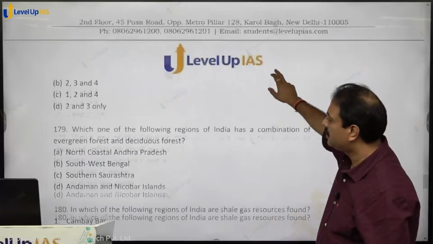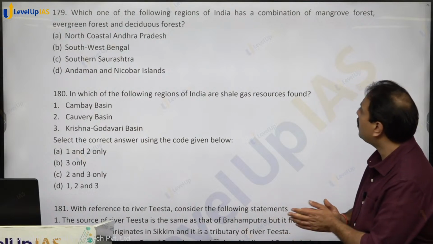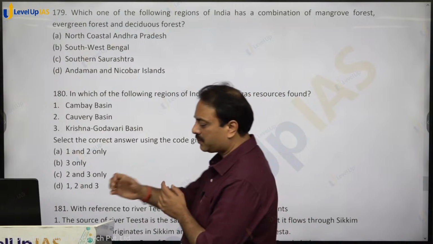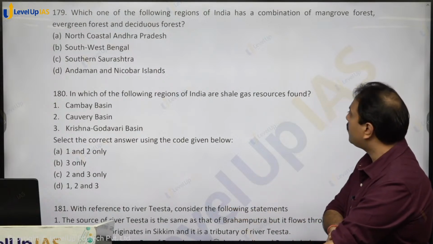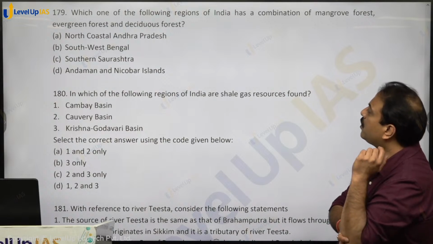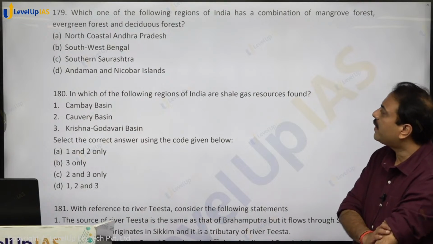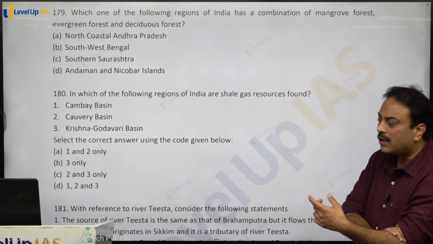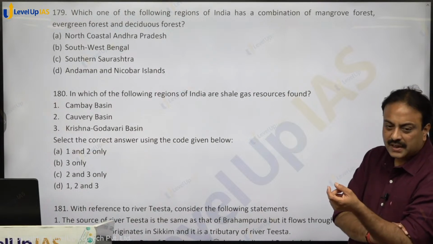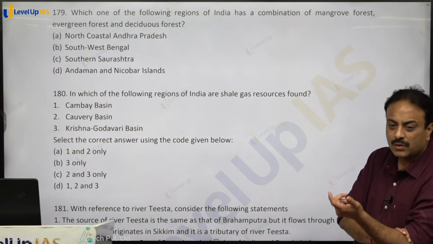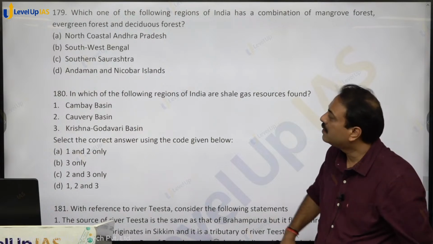We did this. Which one of the following regions of India has a combination of mangrove forest, evergreen forest and deciduous forest? Mangrove forest. If you talk about the north coastal region of Andhra Pradesh, then mangrove you may find, but you will not find evergreen. Southwest Bengal, again evergreen will be missing. Southern Saurashtra, evergreen will be missing. Deciduous is also hard to find. Andaman Nicobar is the only answer where you will find evergreen, mangrove, and deciduous, everything. Option D, D for dog.